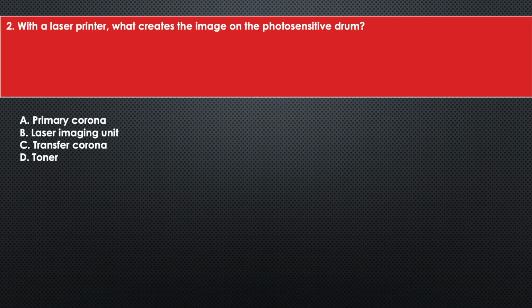2. With a laser printer, what creates the image on the photosensitive drum? A. Primary corona. B. Laser imaging unit. C. Transfer corona. D. Toner. Answers: B. The laser imaging unit creates an image on the photosensitive drum.